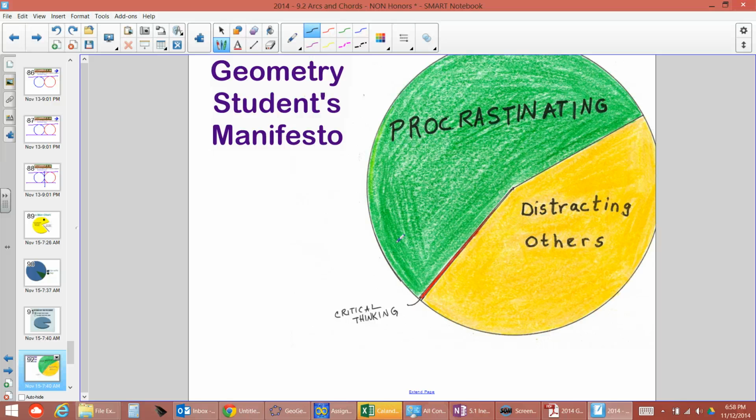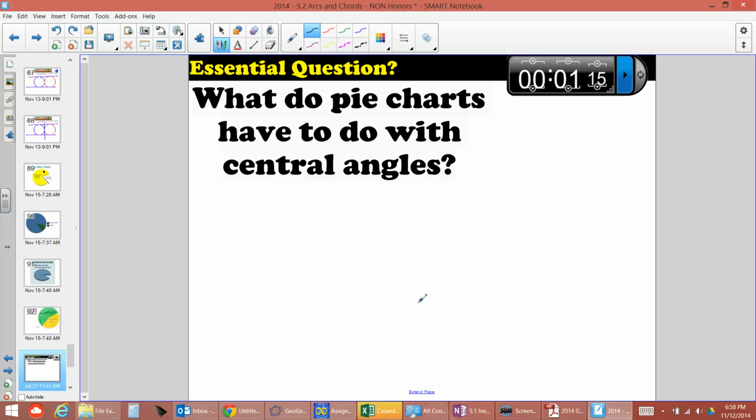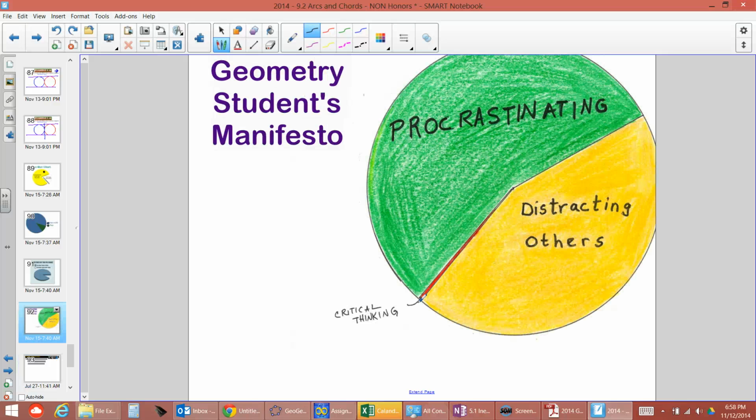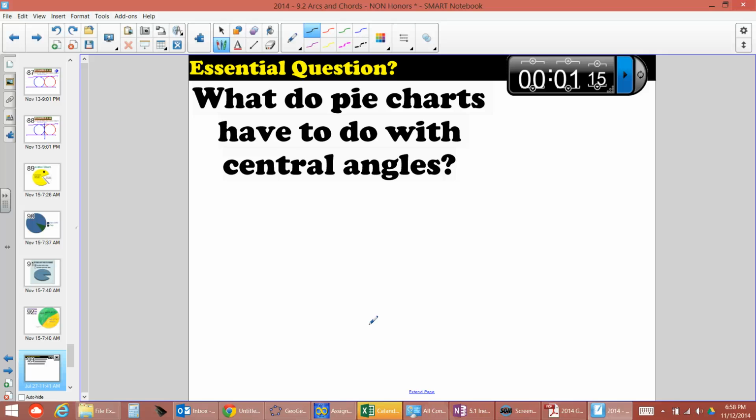Pie charts show visually an amount. So in this progression, we can see that it's more than halfway because it's bigger than half of a circle. And we can see this red slice is a very small amount because the angle is so small. Okay? So think about, what do pie charts have to do with central angles? I'll put this picture up here. What do pie charts have to do with a central angle? Think about it for a bit. Put down your own answer.